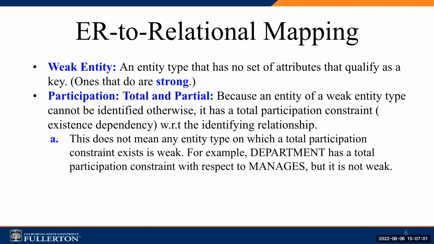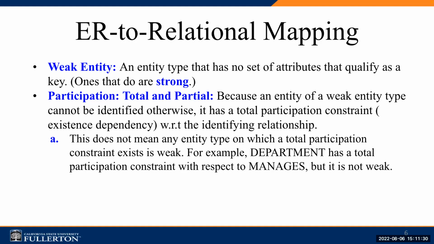Next, we're going to talk about participation, which can be total or partial. Given that an entity of a weak entity type cannot be uniquely identified because of the lack of a key, it has a total participation constraint. In other words, it has dependency on another entity, and that is known as the identifying relationship that exists between the two.